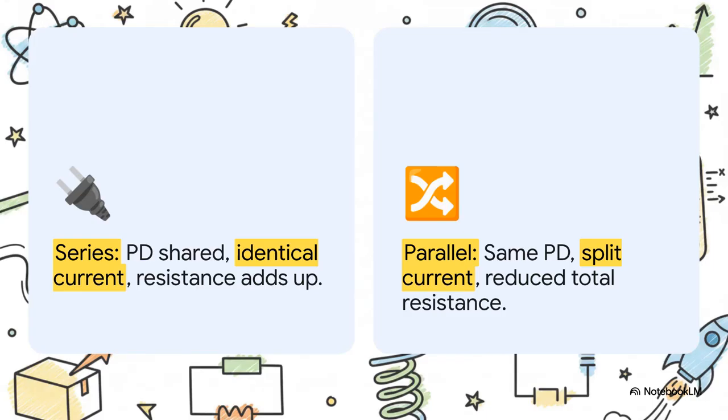You have to remember there are completely opposite rules for series and parallel circuits. In a simple single-loop series circuit, the total potential difference is shared among the components. The current is exactly the same everywhere, and you simply add the resistors together to get your total resistance. But in a parallel circuit with multiple branches, the potential difference is the same across every single branch, and the current actually splits and is shared. And here is the real kicker. Adding more resistors in parallel actually decreases the total resistance. Why? Because you're giving the current alternative routes to flow through.